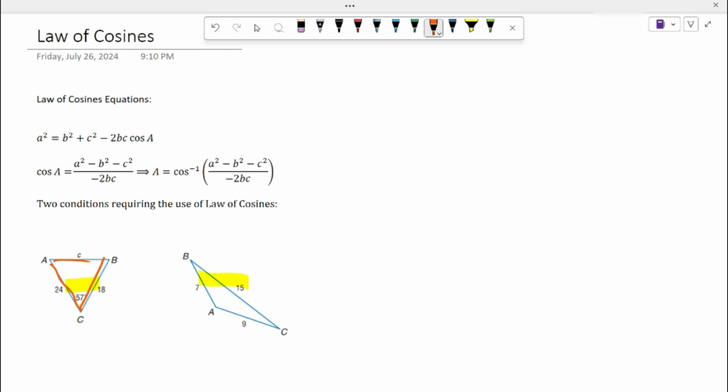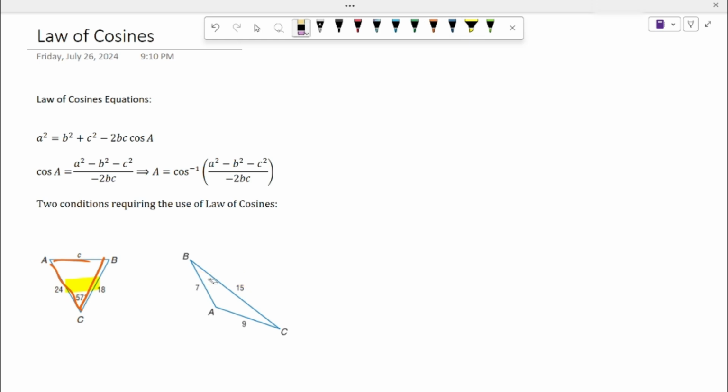The second condition is when we have three sides, so SSS. In this case, we know A, B, and C. They're all given to us, and the only way to solve our entire triangle is to use law of cosines. There's no way to solve this using law of sines because we don't know any angles in this problem. We only know sides.